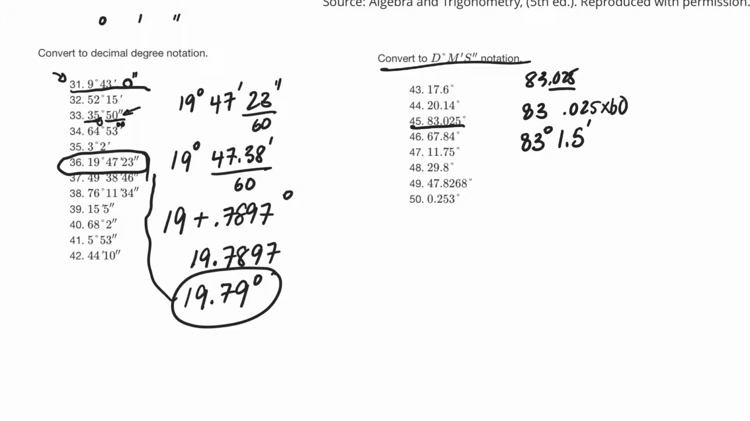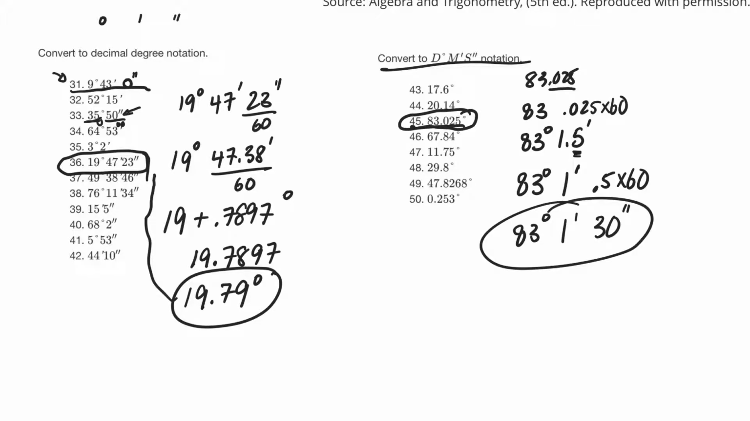But then if there's a decimal portion here, I can keep going. So I'll leave the 83 degrees and 1 minute, but then I'm going to take that 0.5 and times it by 60. So 0.5 times 60, that's going to be 30. So this will be 83 degrees, 1 minute, and 30 seconds. So this decimal degree is the same as that in degrees, minutes, seconds. Okay, hopefully that helps you with those couple.